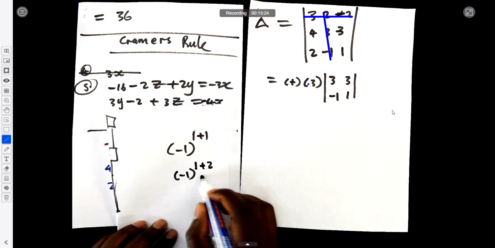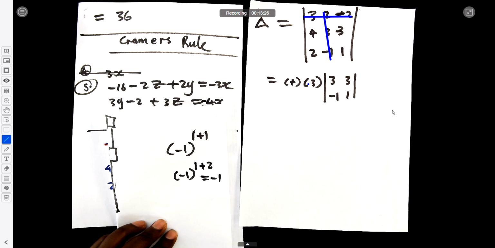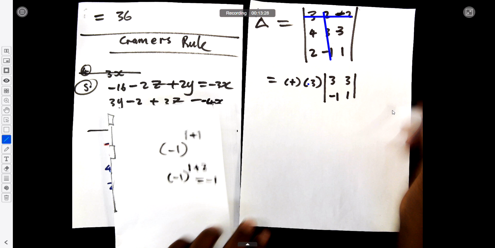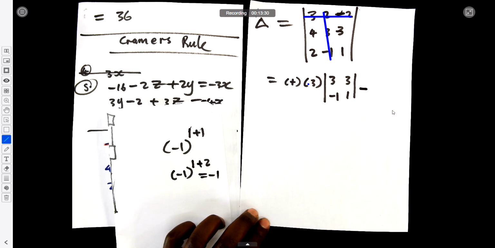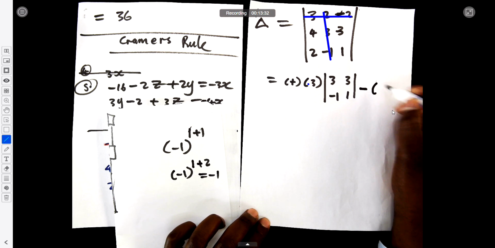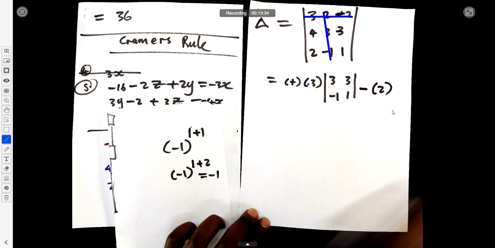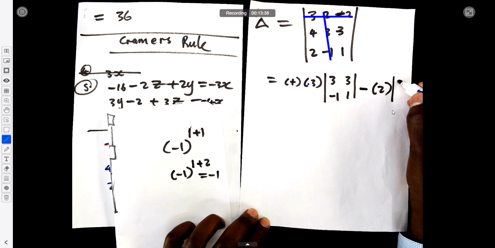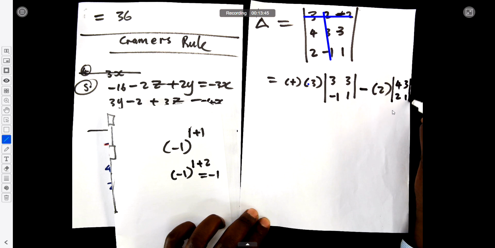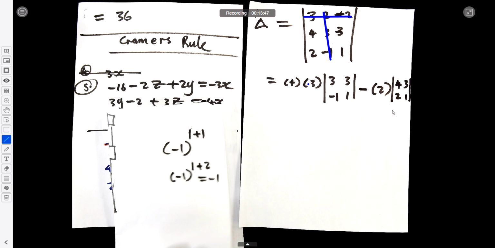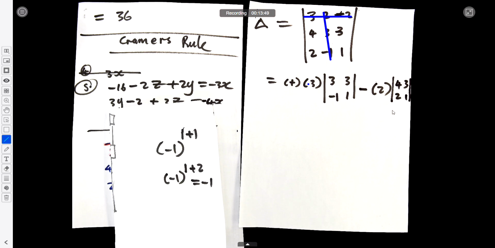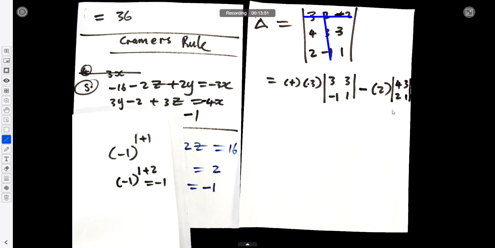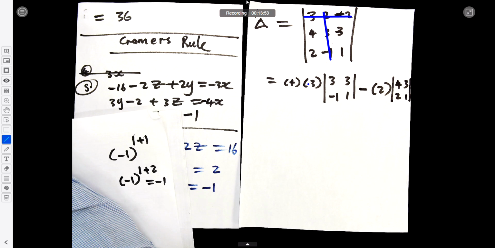So that's why it comes out as a negative output, negative 1. So that's why we'll say minus 1, therefore multiply by the element 2. The minor of that element is 4, 2, 3, and 1. So evaluating using a row, let's say a row evaluation.